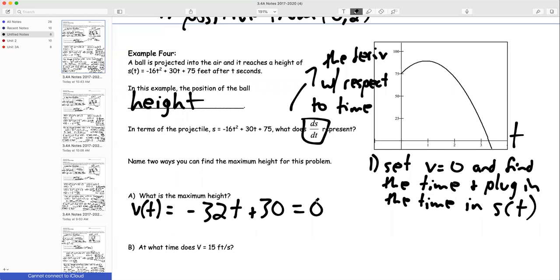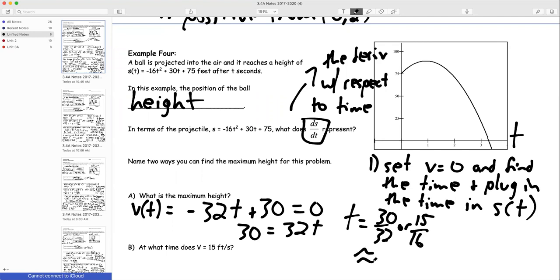So let's see. I'm going to move the negative 32 over. So that's going to give me 30 equals 32t. And then I'm going to divide by 32. So t equals 30 over 32, or 15 over 16, which as a decimal would be 0.9375. So now that gives me the time when it's at its maximum height. And in order to find the maximum height, I need to take that time and plug it back into the position equation.